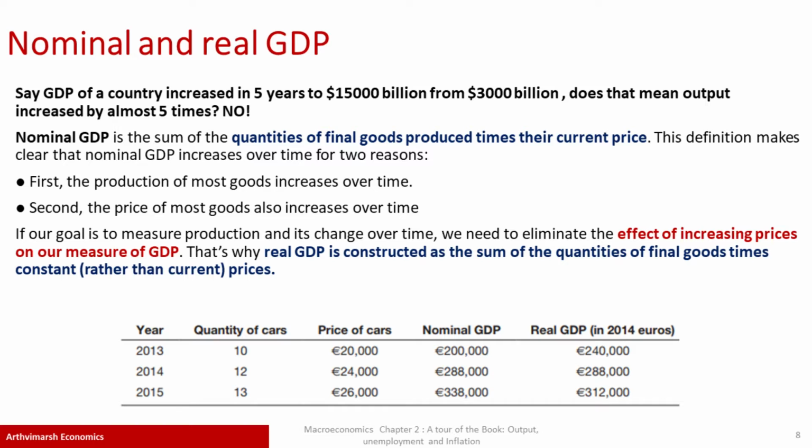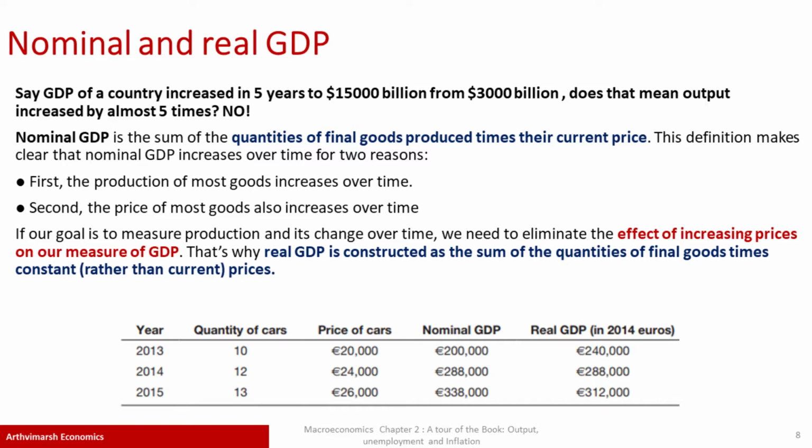So how different would our results have been if we had decided to construct real GDP using the price of a car in say 2015 rather than 2014? Obviously the level of real GDP in each year would be different because the prices are not the same in both the years, that is 2015 and 2014, but its rate of change from year to year would be the same as shown.